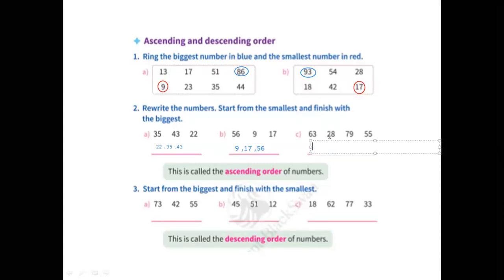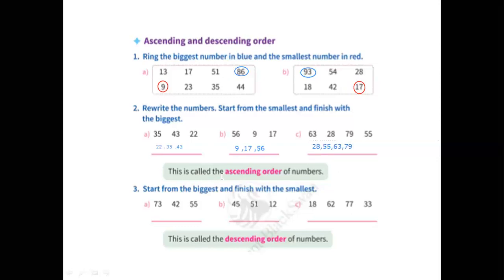Now see 63, 28, 79, 55. Which is smallest here? 28 is smallest. Again, 28 we have written. 63, 79, 55. Which is smallest? 55 is smallest. Then 63 and 79. Which is smaller? 63 is smaller. Now, in all, 79 is biggest. So we are writing 79 here.